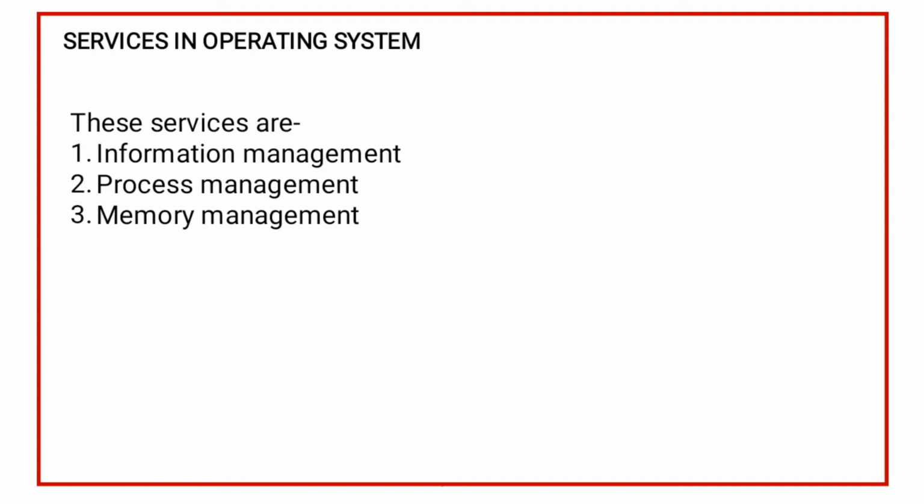Next topic is services in operating system. Operating system provides the following services. Now these services are: number one, information management; number two, process management; and number three, memory management. Now we discuss the services one by one. Number one service is information management.